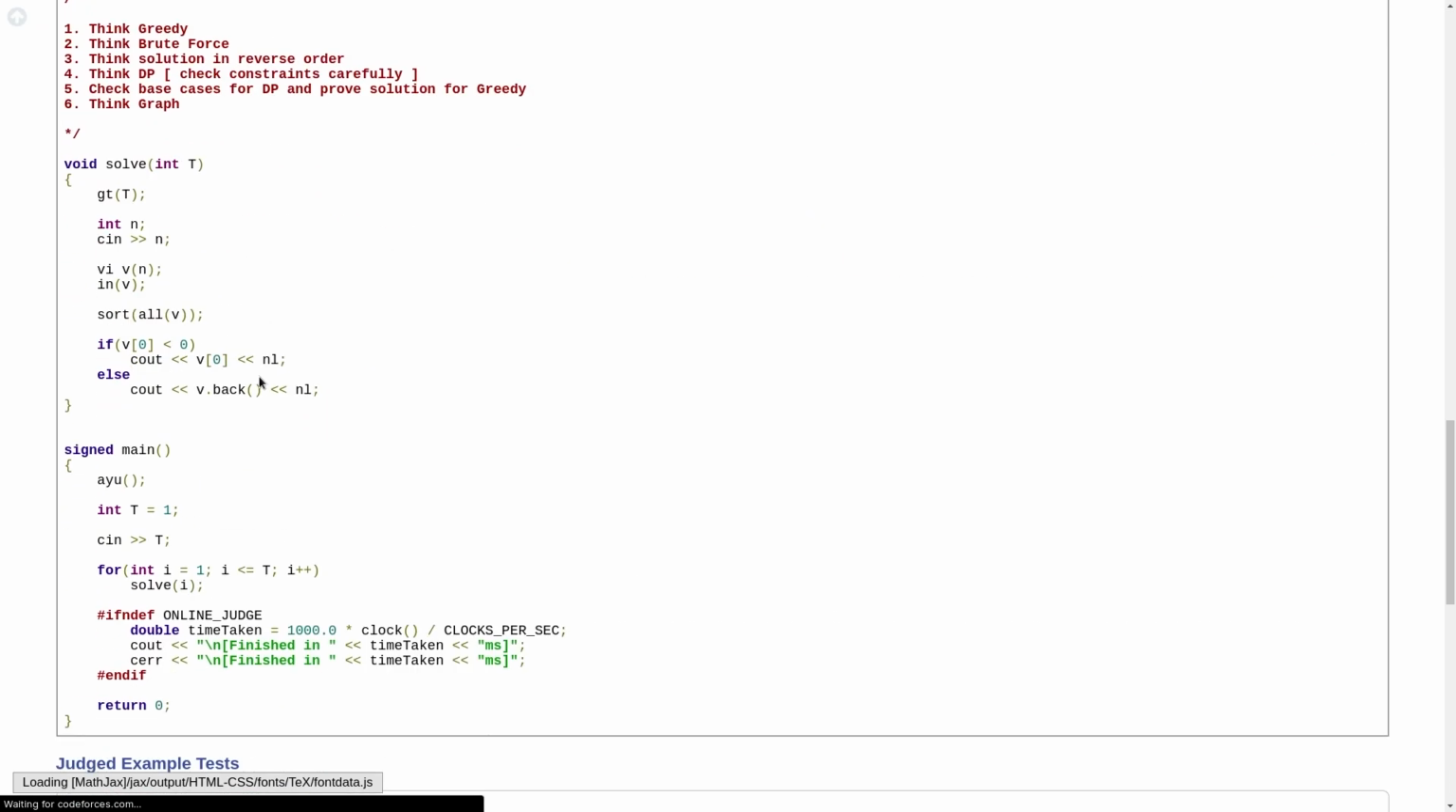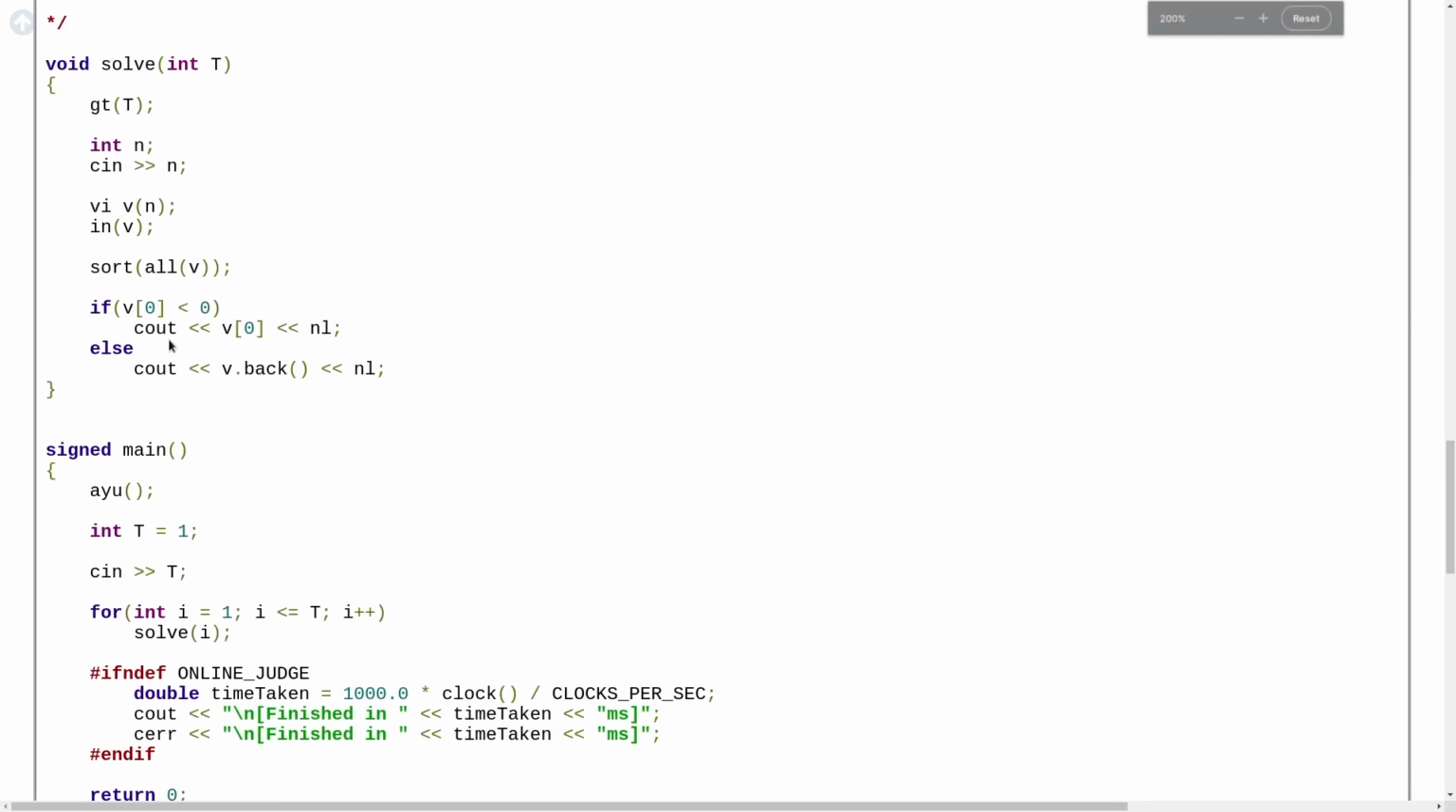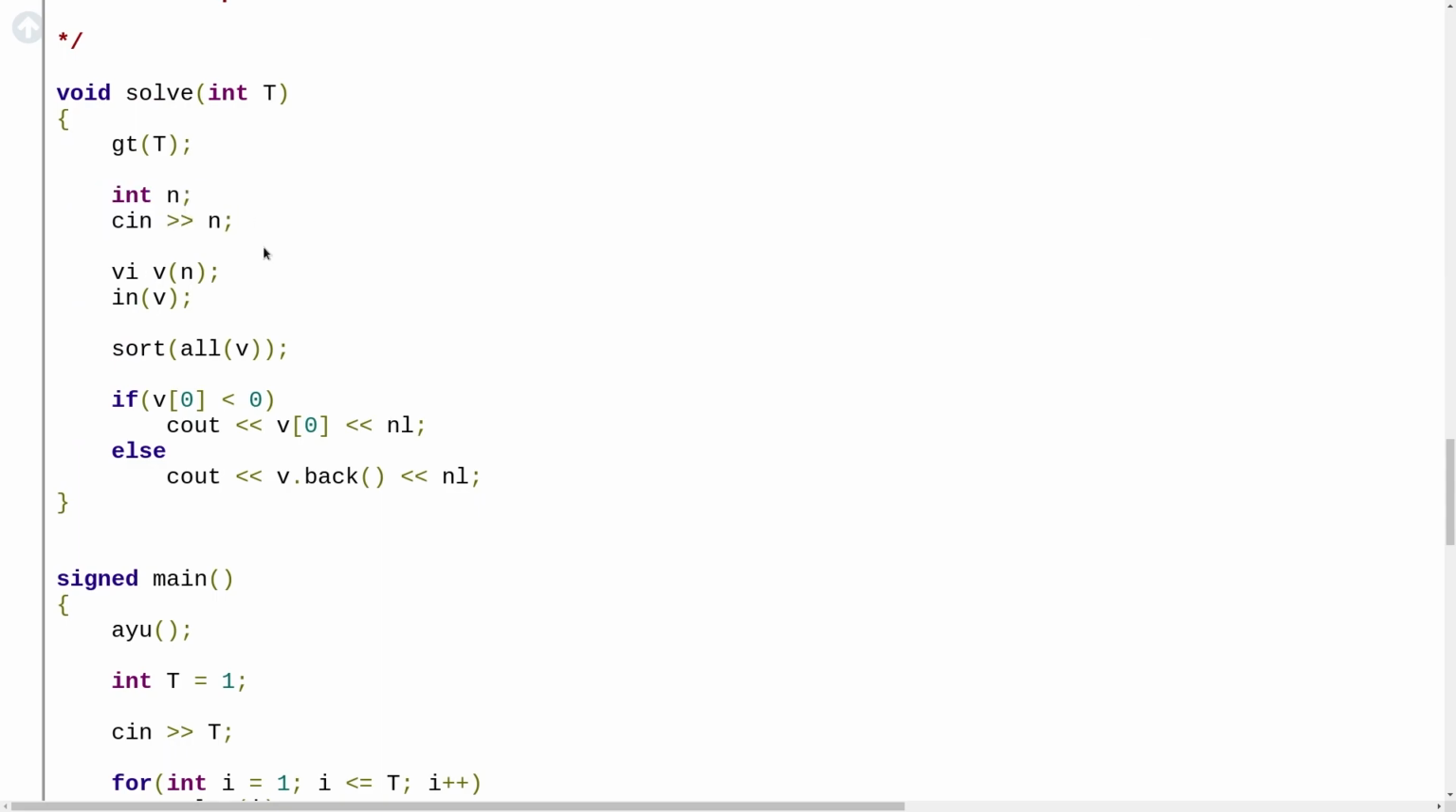So what I essentially did was, I just sorted the whole input. I've taken an integer n and I've taken input in the vector v. I've sorted it, and if the first element is less than 0, I just print it. Otherwise, I print the last element, right? If the first element is non-negative, that means all the elements will be positive, right? And if all the elements are positive, I just print the last element. So this would be my solution for the first problem.